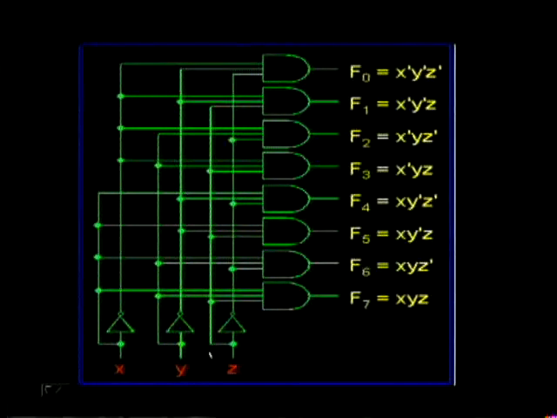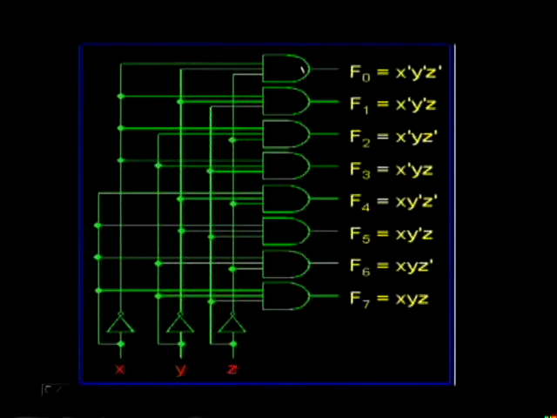X, Y, Z are inverted, and in total x, x bar, y, y bar, z, z bar, these 6 signals are used as inputs to these AND gates. In the first AND gate, whose output is F0, it has 3 inverted inputs: x bar, because x is inverted, y bar, and z bar. Hence F0 is given as x bar dot y bar dot z bar.